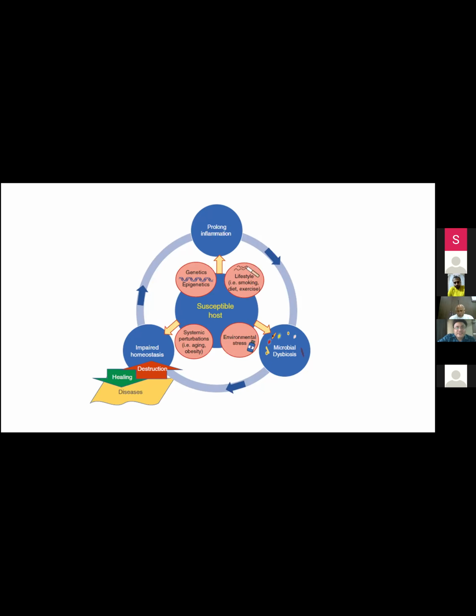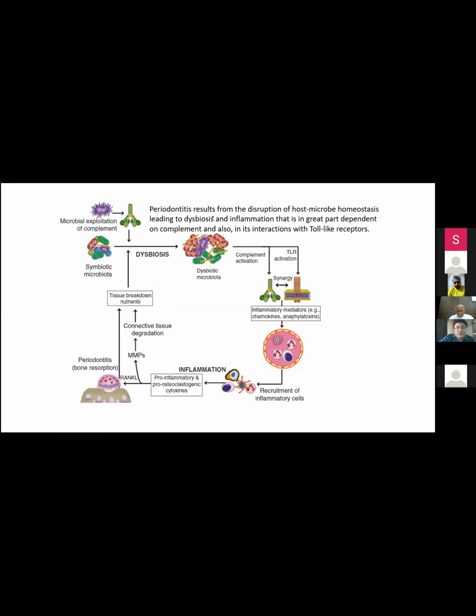So to summarize this, the whole process till now, periodontitis results from the disruption of host microbe homeostasis. So here I am showing the complement system. Complement system is the opsonizing part of innate immunity. So microbes exploit this system, and then there is also an introduction of keystone pathogen. Symbiosis becomes dysbiosis. This dysbiotic microbiota makes use of two separate systems. First is your complement activation, second is toll-like receptors. Both of them are in synergy.